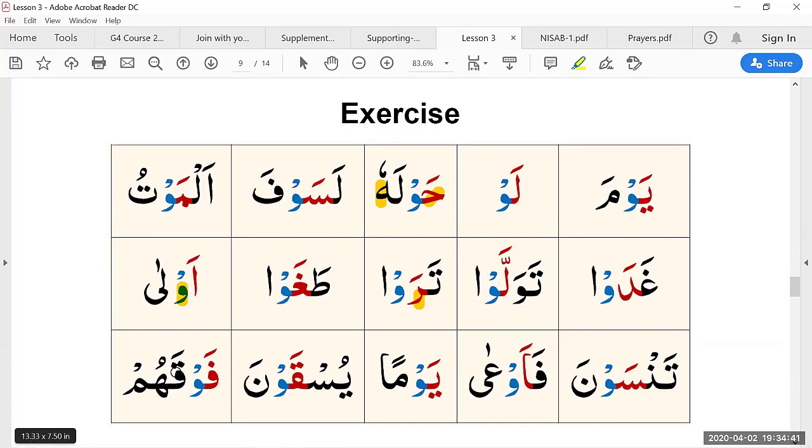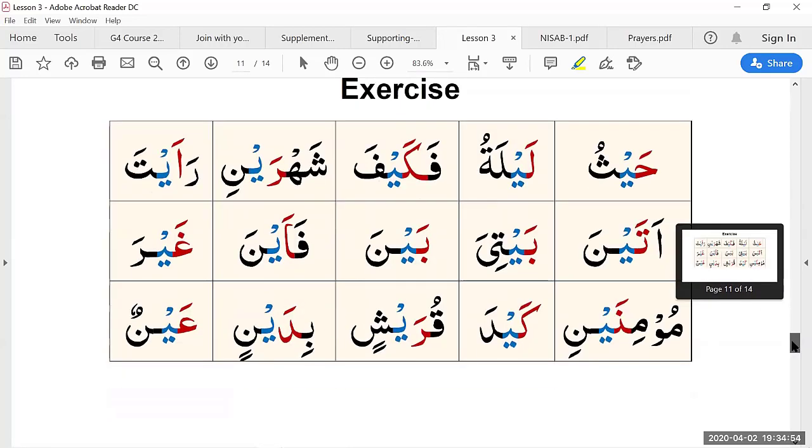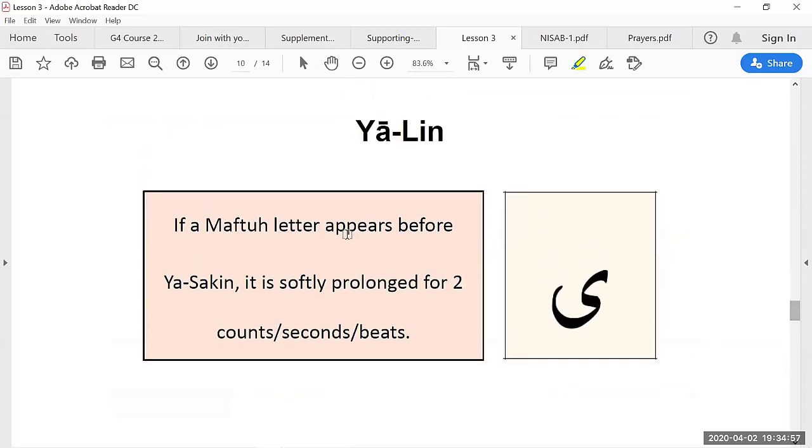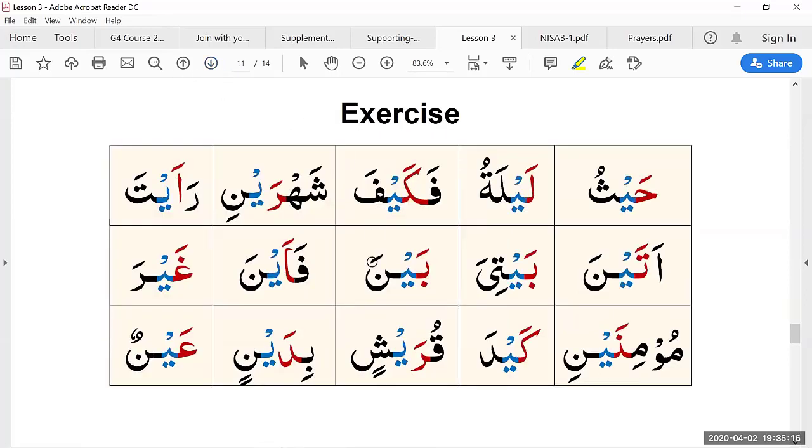Fawqahum. Okay, this qaf, it has a thick sound, right? It is one of the huruf al-tafkhim, one of the 7 thick letters. So make sure that it's pronounced with a thick sound. Okay. So for Yaleen, it's the same rule. If a maftuh letter appears before Ya Sakin, it is softly prolonged for 2 counts, seconds, or beats. Okay. So can I request the SD to pick another student? Yes, sure.